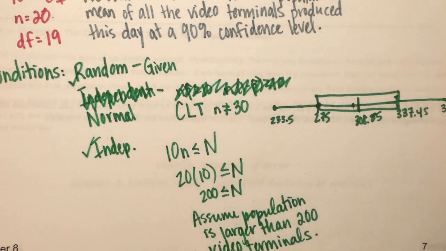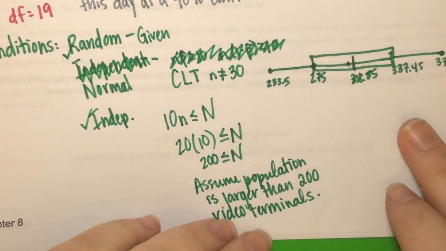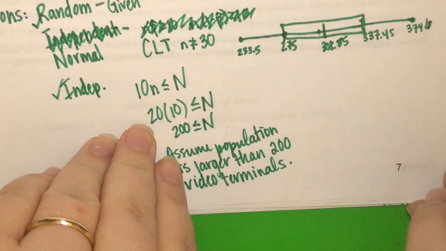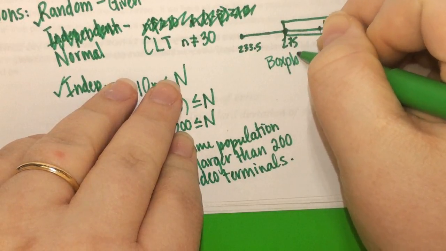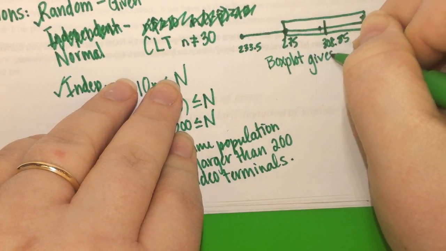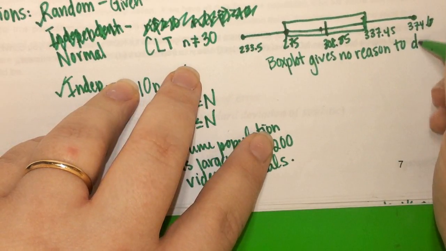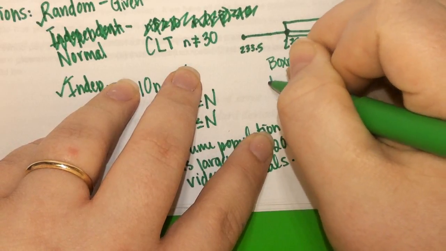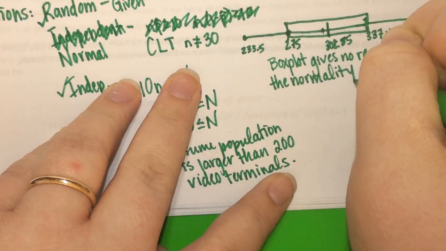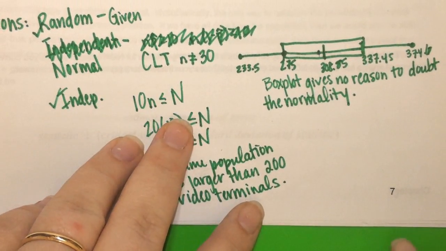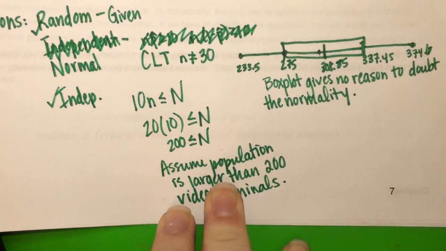So literally, I am going to write a sentence just because I'm a sentence writer. Probably drawing that picture and saying assume normal is okay, but I'm a sentence writer, so I'm going to put: box plot gives no reason to doubt the normality. So I'm going to write a sentence to go with it to explain further why I drew a box plot.